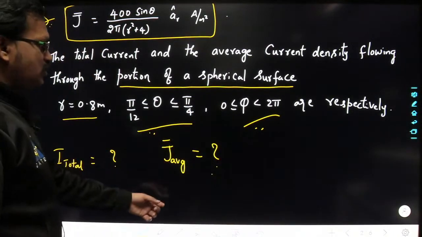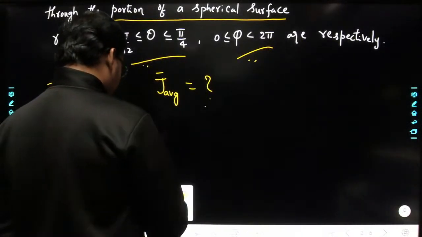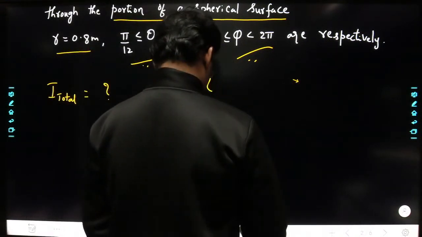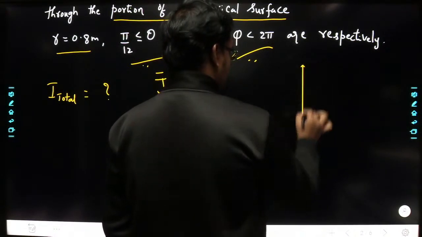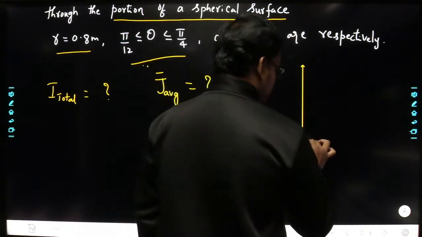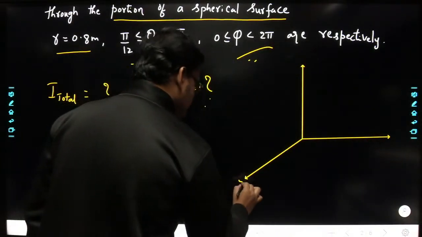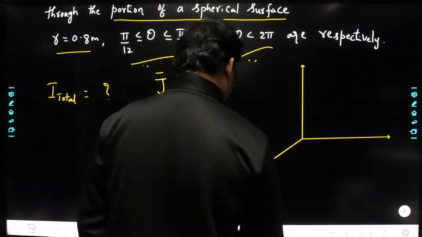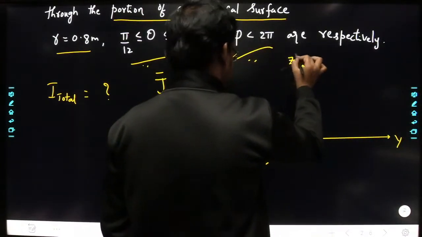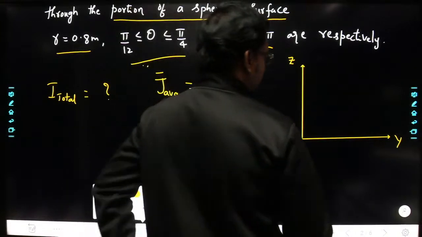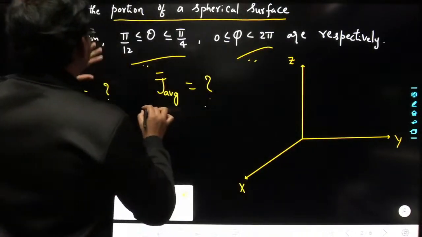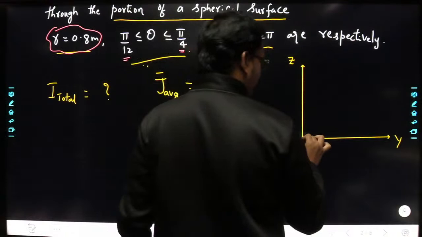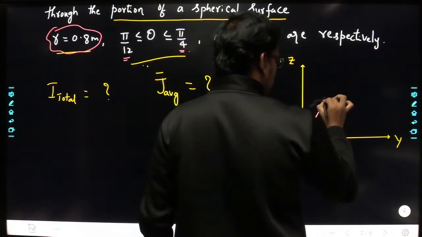So if you observe here, what is the portion of the sphere they have given here? Let us consider this as the z-axis, this is the x-axis, this is the y-axis, and this is the z-axis. Here theta is varying from pi by 12 to pi by 4 and r value is 0.8 meters. So the distance from the center, let us take.